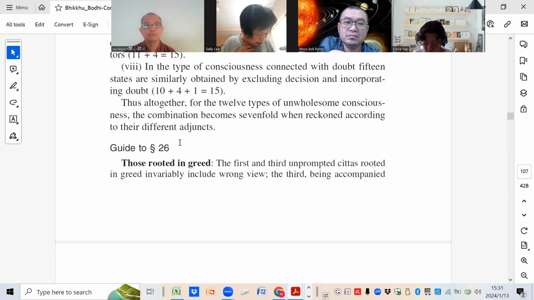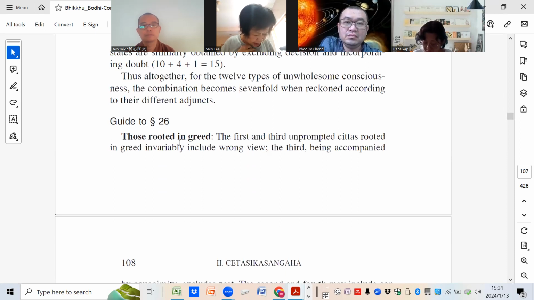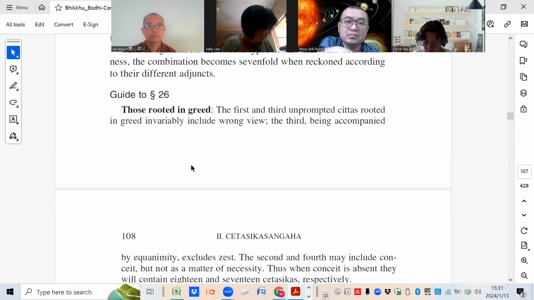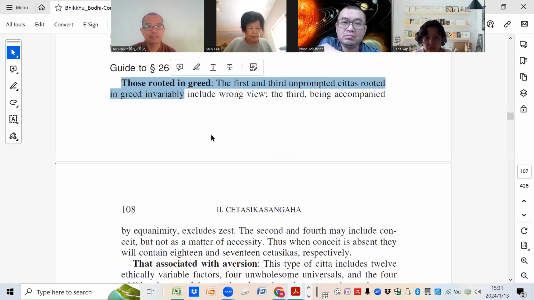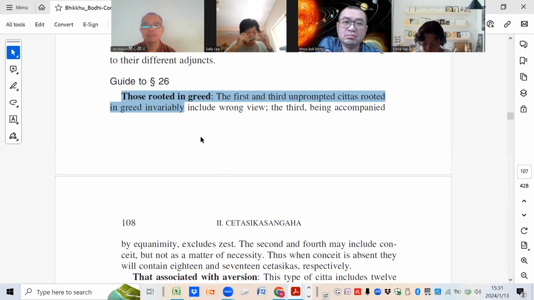Thus, together, for the 12 types of unwholesome consciousness, the combination becomes sevenfold when reckoned according to the different states of mind. Okay, I don't mind. I let Jun Tak read the guide 26. Please, okay, Jun Tak, those rooted in greed, please.